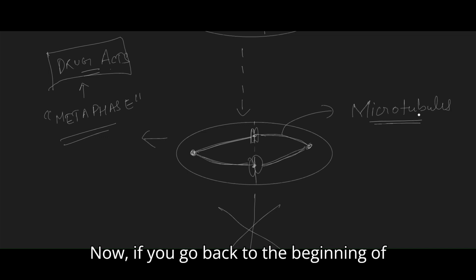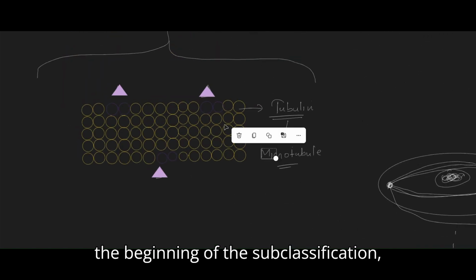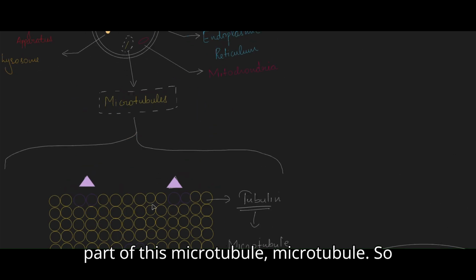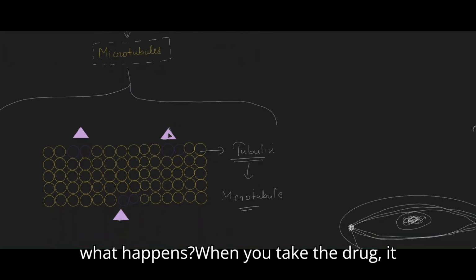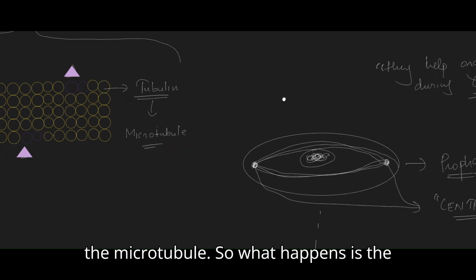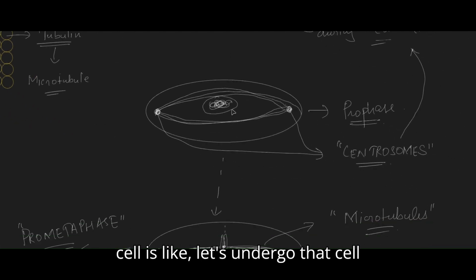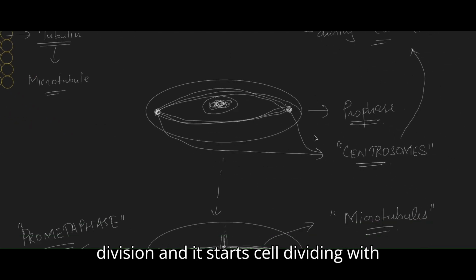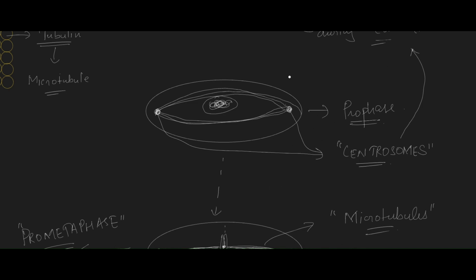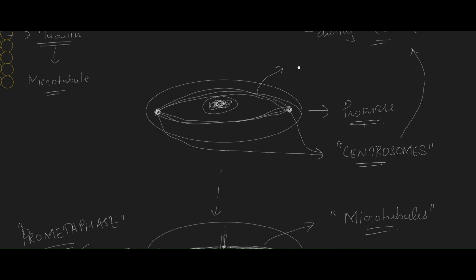Now, if you go back to the beginning of the subclassification, you see the microtubule, which is a part of this. So what happens when you take the drug? It binds to the microtubule and inhibits it. The fungal cell is still active. The fungal cell is like, let's undergo cell division, and it starts dividing with the first phase, prophase.